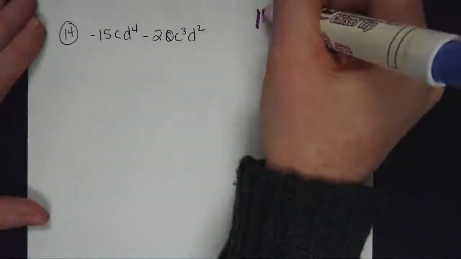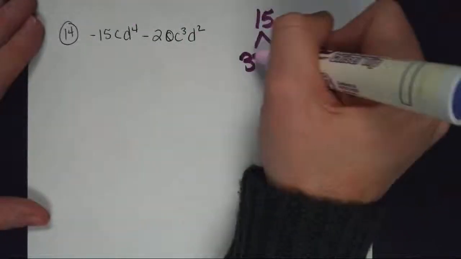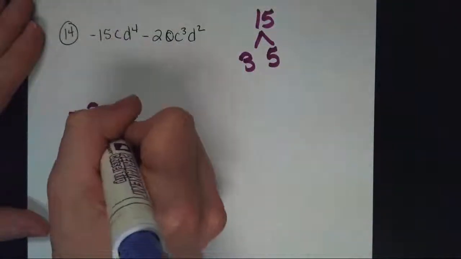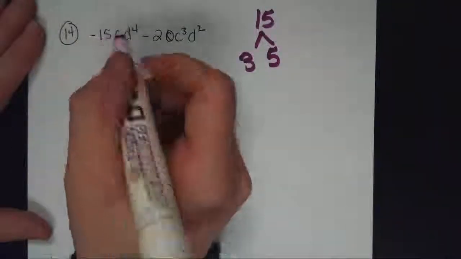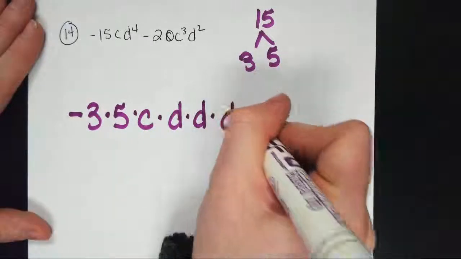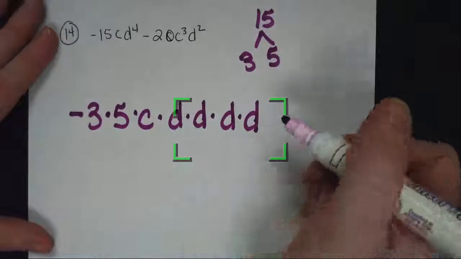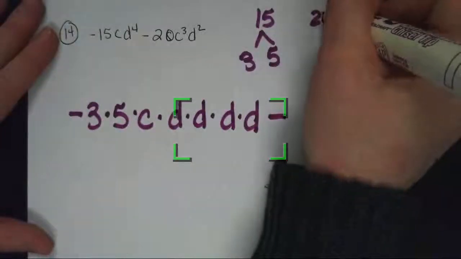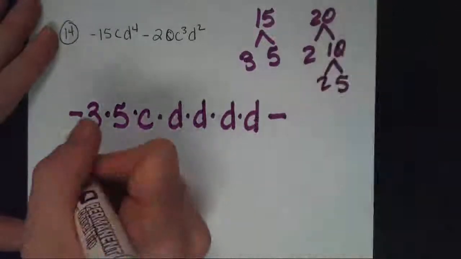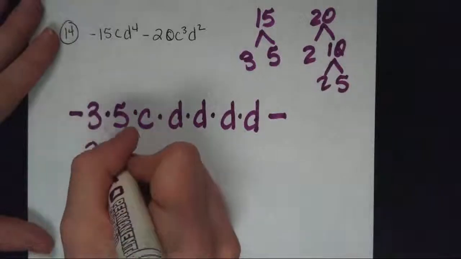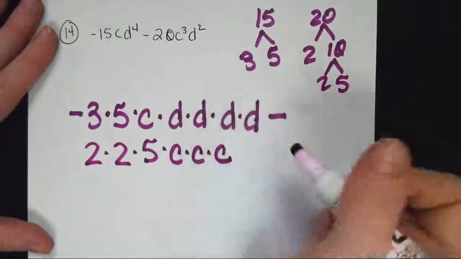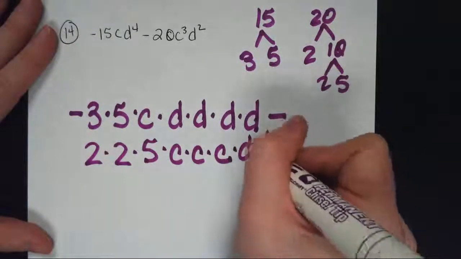So if I'm going to factor 15, it's 3 and 5. So to rewrite negative 15, I would write negative 3 times 5, and then I have c, and then I have d to the 4th, so that's 4 d's. All right, now I'm subtracting the 20, and if I'm going to factor my 20, I've got 2 and 10 is 2 and 5. So that would be 2 times 2 times 5, c to the third, so 3 c's, and then d squared, so 2 d's.